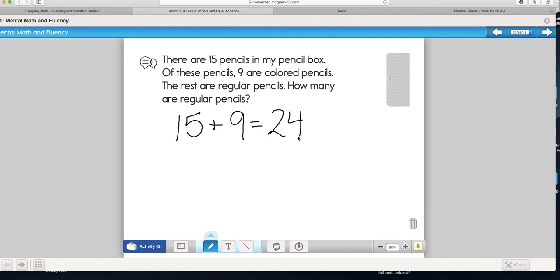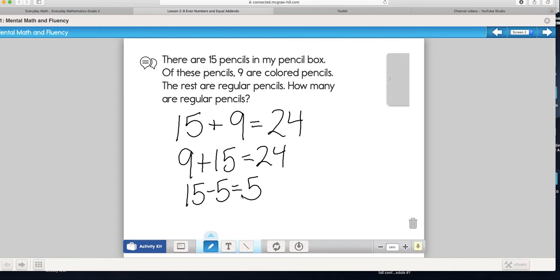What's another number model that we could use to show this one? Jamie. 9 plus 15 equals 24, okay. What's another number model that we might be able to show for this one? Zayden. 15 minus 9 equals 5. 15 minus 9 equals 5, okay. What's another model that we might be able to show for this one? Tim?